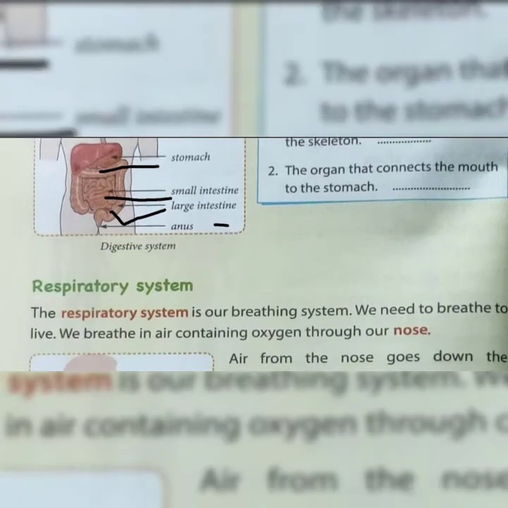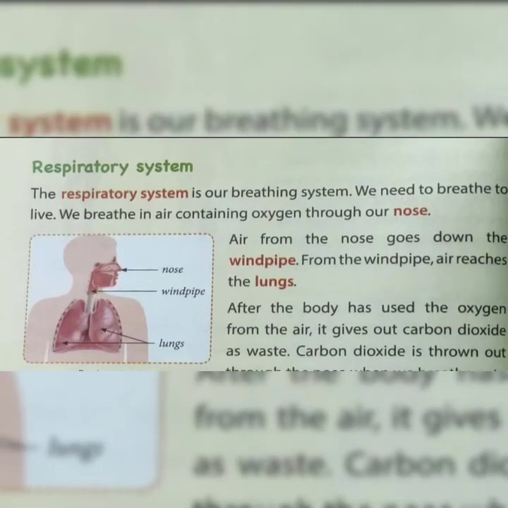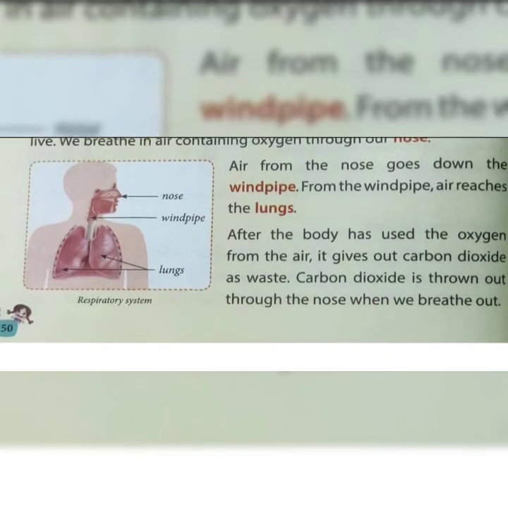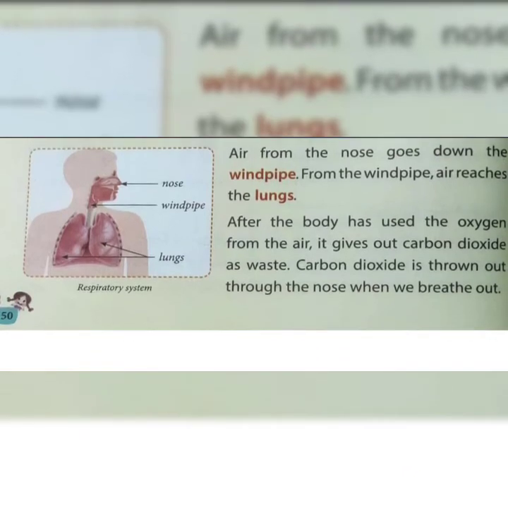Next is the respiratory system. The respiratory system is a breathing system. We need to breathe to live. We breathe in air containing oxygen through our nose. Air from the nose goes down the windpipe. From the windpipe, air reaches the lungs. After the body has used the oxygen from the air, it gives out carbon dioxide as waste. Carbon dioxide is thrown out through the nose when we breathe out.